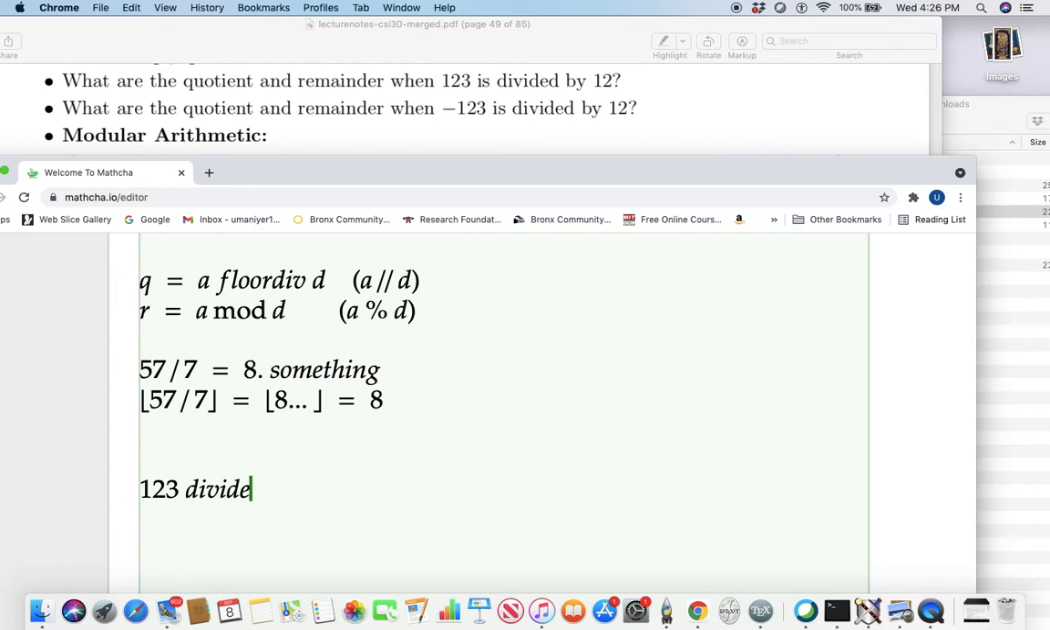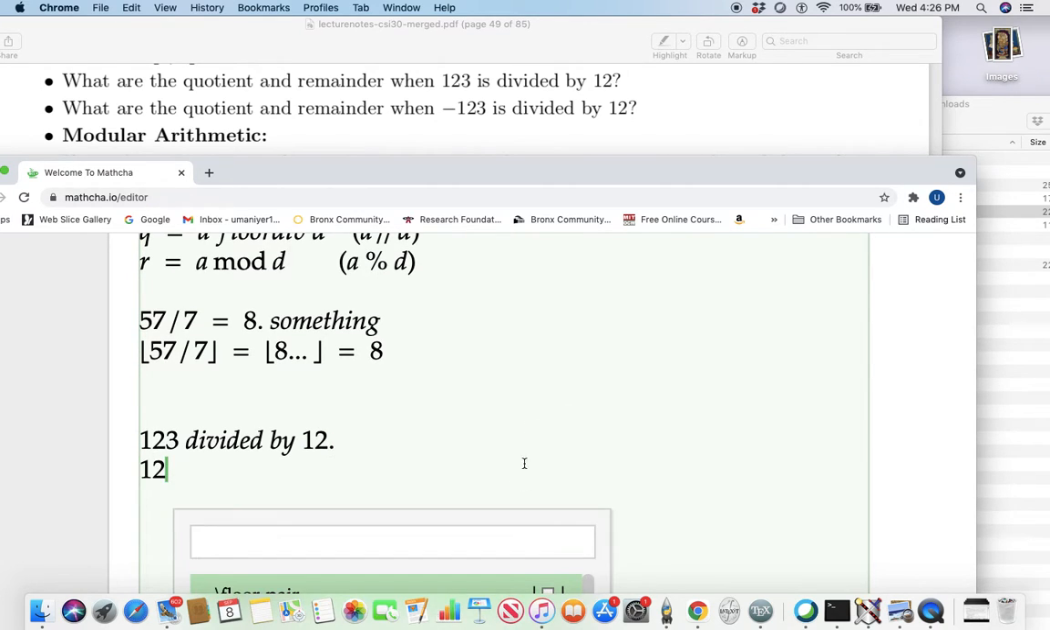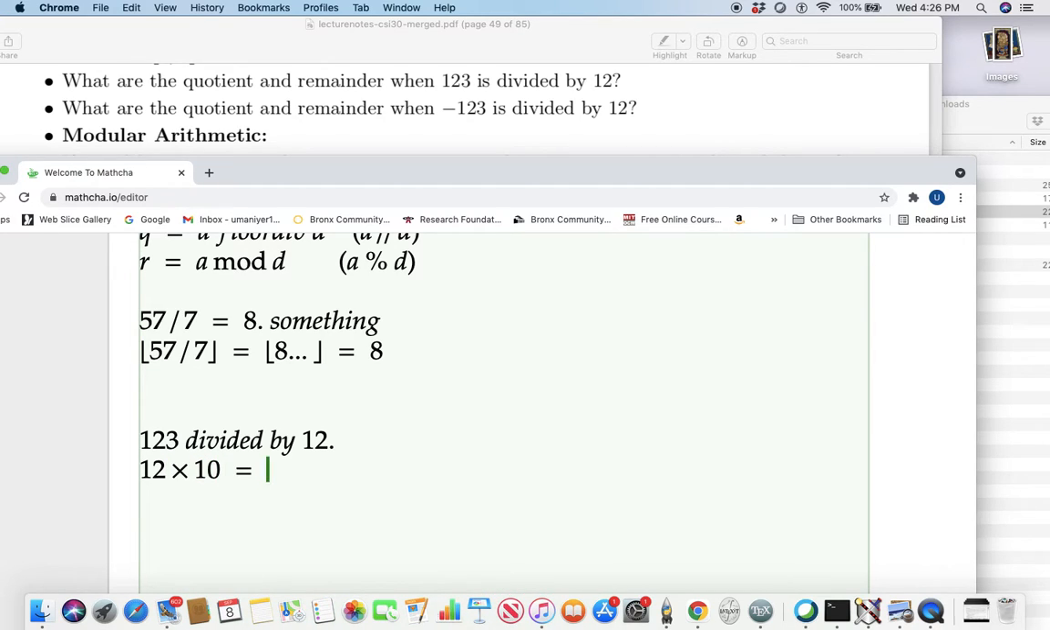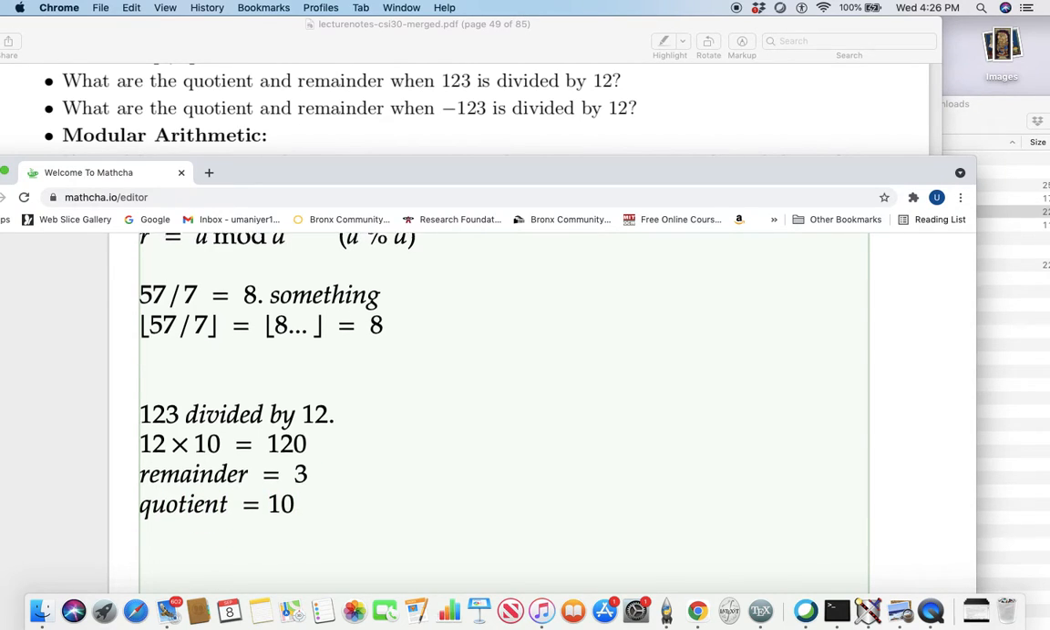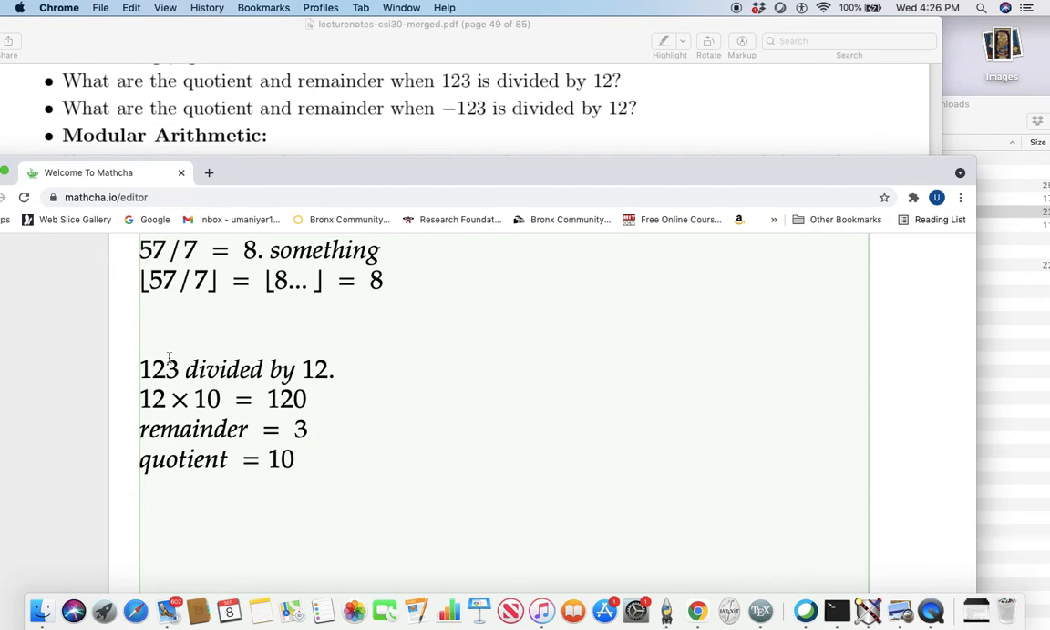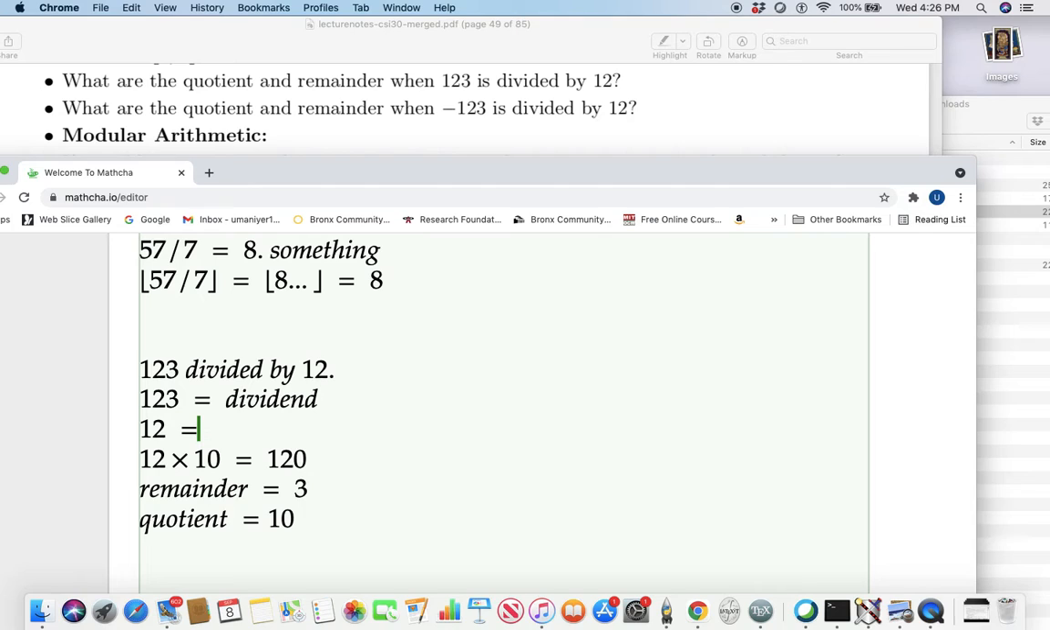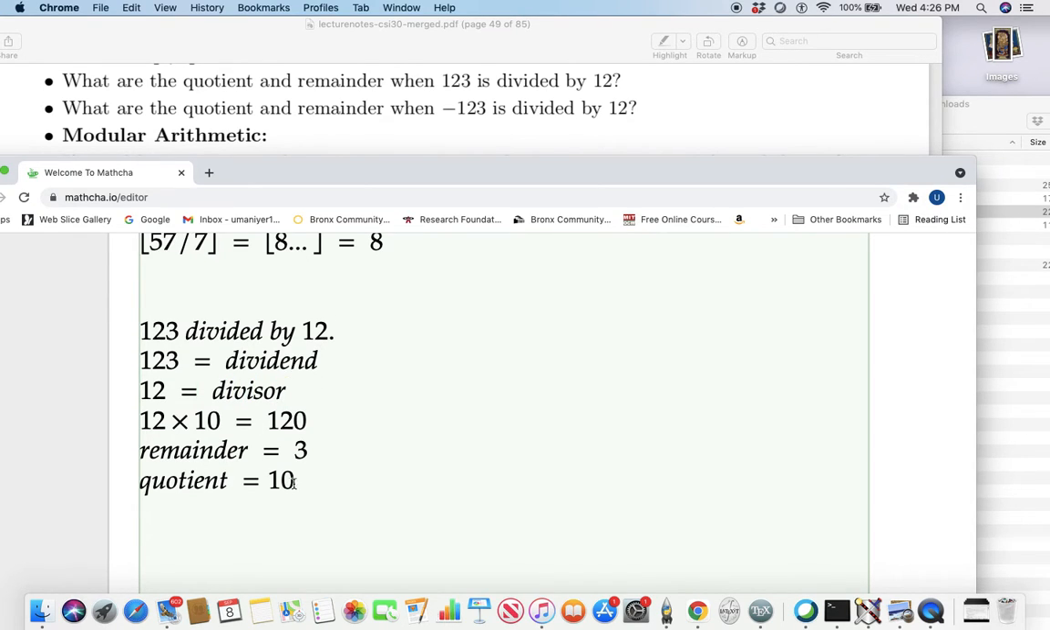123 divided by 12. 12 times 10 is 120. So you know that that's the closest you are going to get with 12. So remainder here is 3. Now quotient here is 10, right? And 123 is divided by 12. So 123 is the dividend, 12 is the divisor, and this is the case, you see.